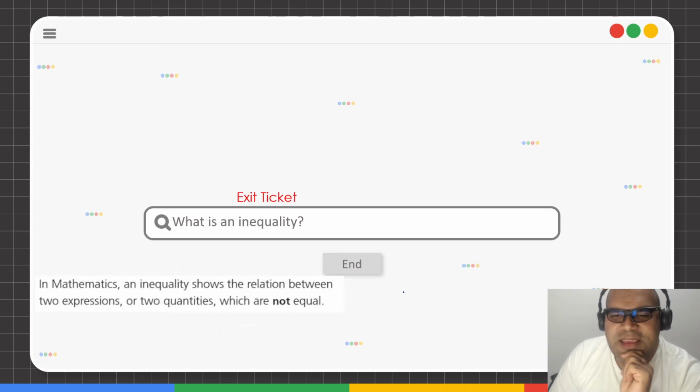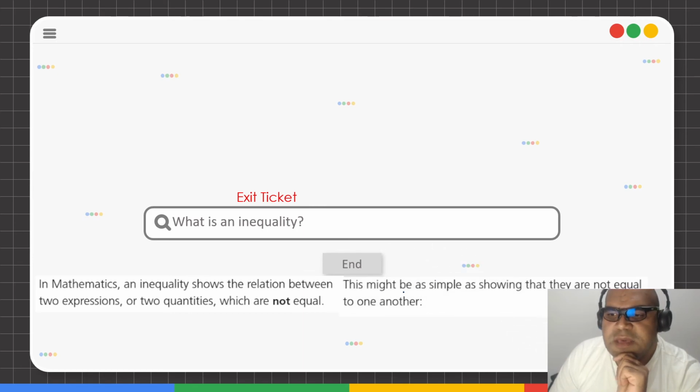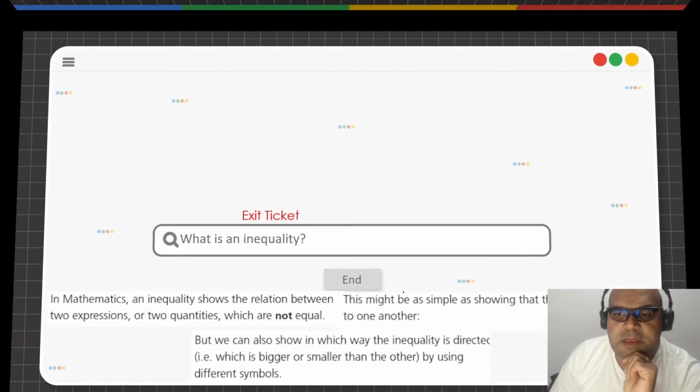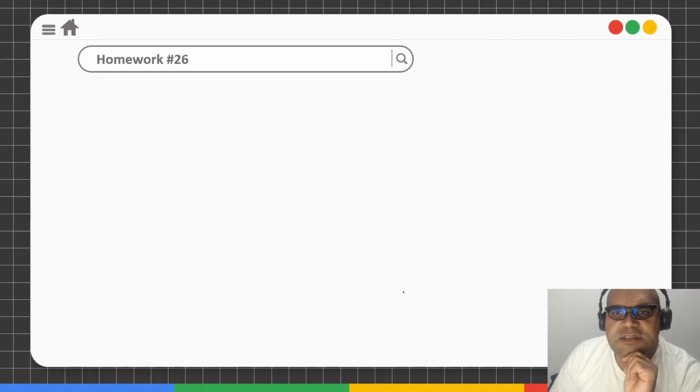The inequality in mathematics shows the relation between two expressions or two quantities which are not equal. Great. Also, it might be as simple as showing that they are not equal to one another. But we can also show in which way the inequality is directed, which is bigger, by using different symbols. Great, and we learned these symbols today. Guys, we finished our lesson today.